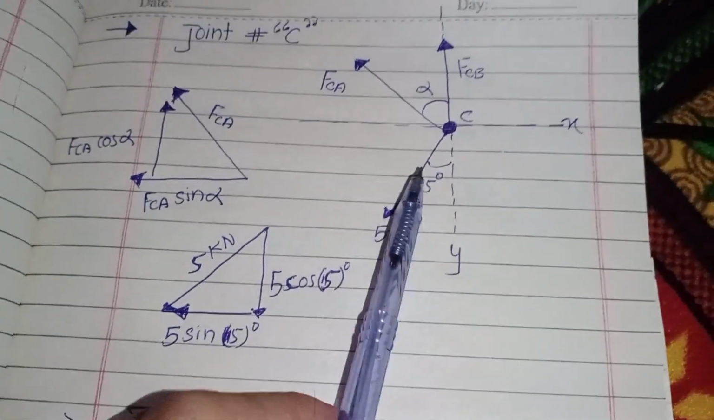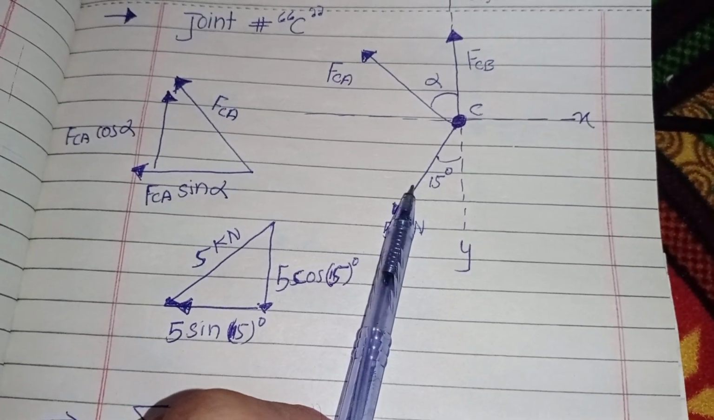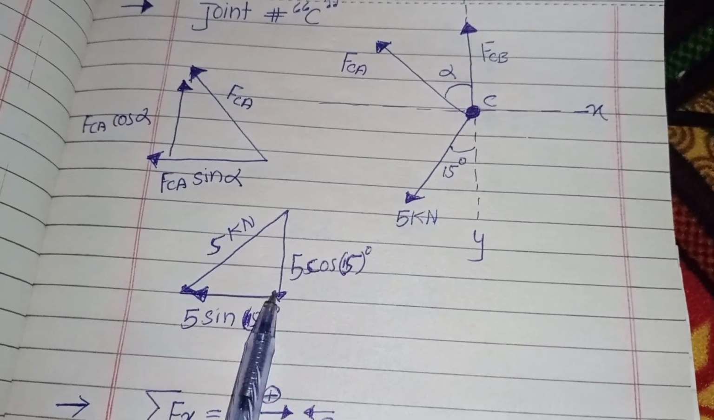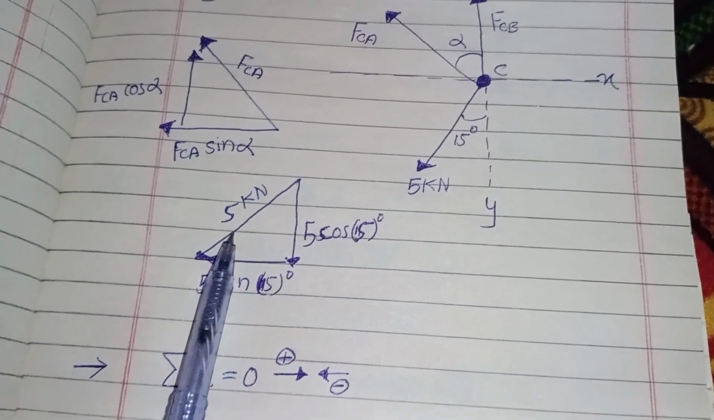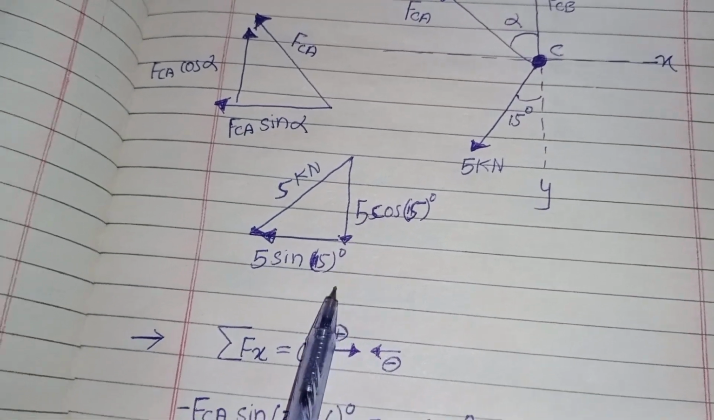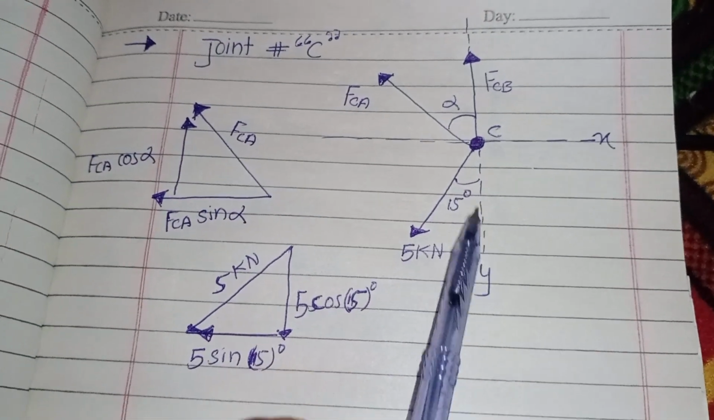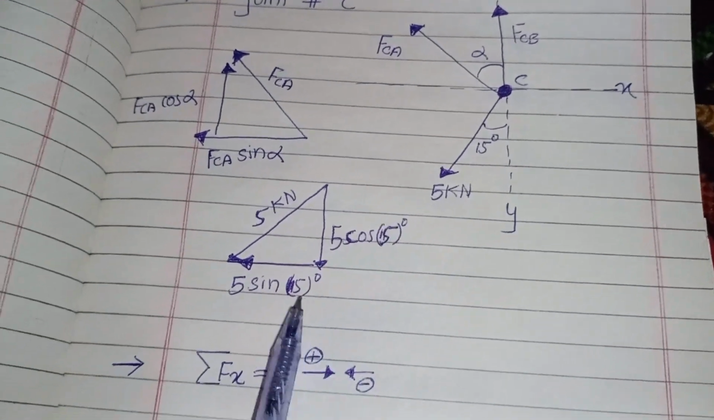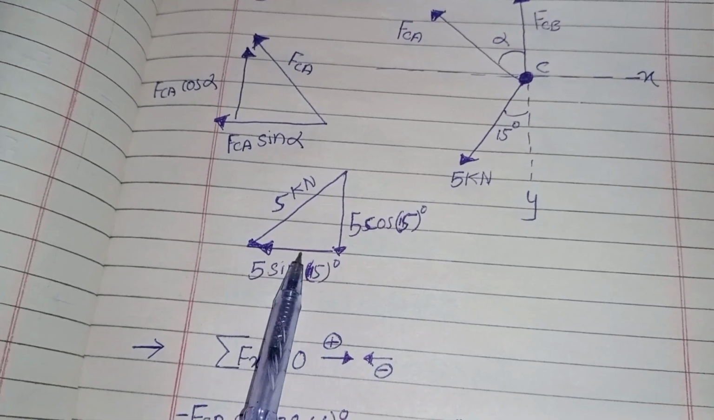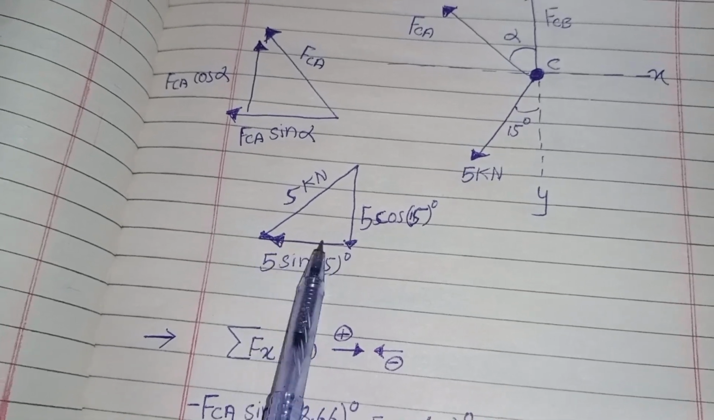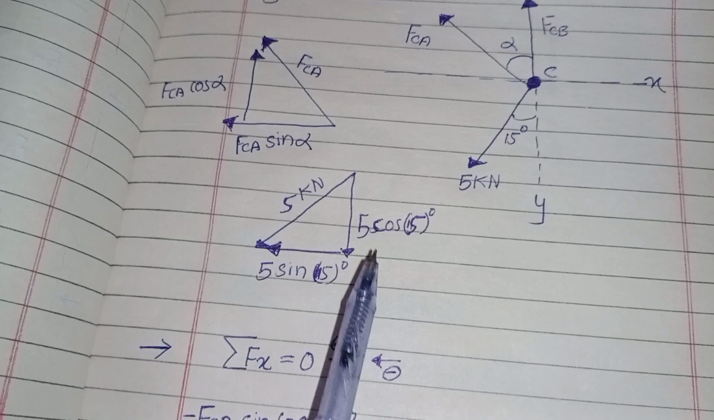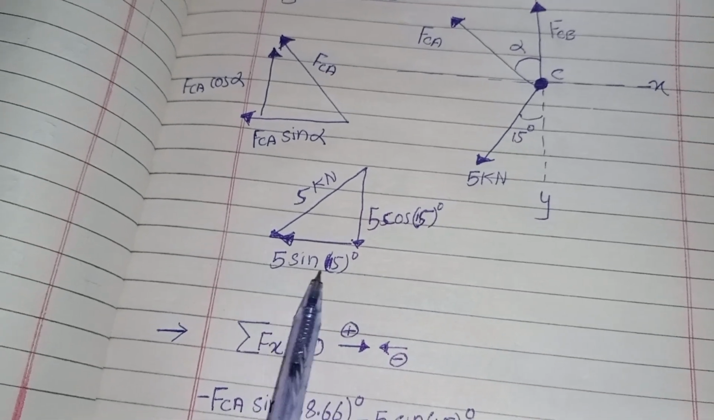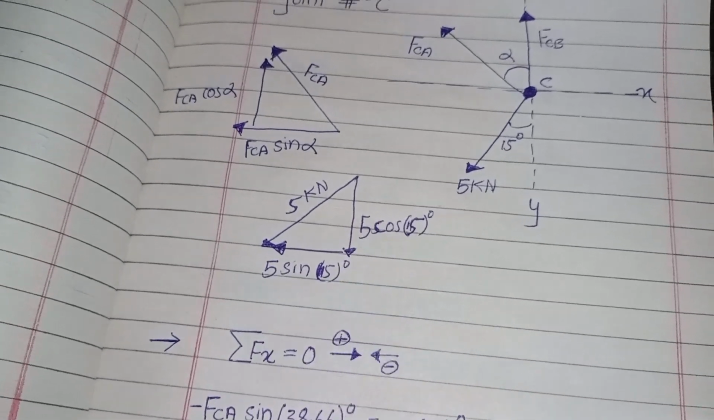So I also resolve this into its components, 5 cos of 15. This is 5 kilonewton, which is the resultant force, and this also makes an angle with the vertical axis. That's why I write sine 15 degree with the horizontal component and cos 15 degree with the vertical component. So 5 sine 15 degree and 5 cos 15 degree.